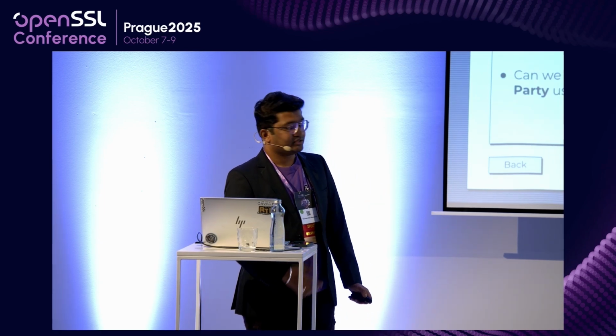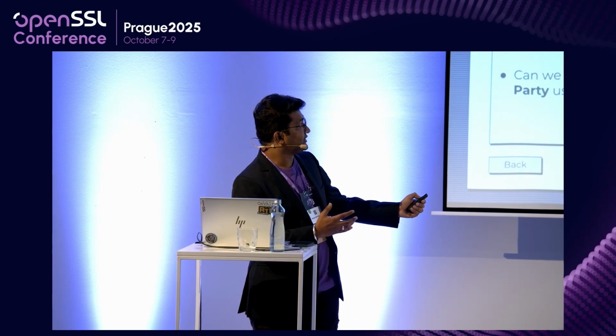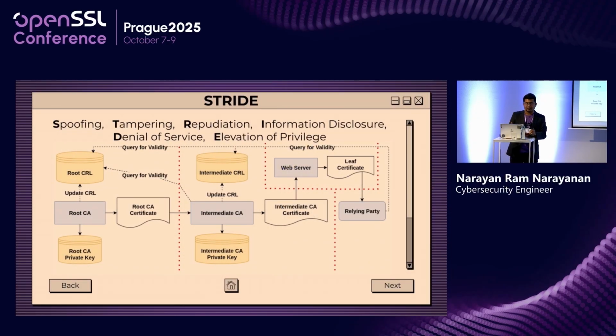So with this STRIDE in mind, can we come up with possible threats for the intermediate CA here? Does anybody have any idea how the intermediate CA here can be attacked? As in, can it be spoofed, tampered? Does anybody have any idea about it?